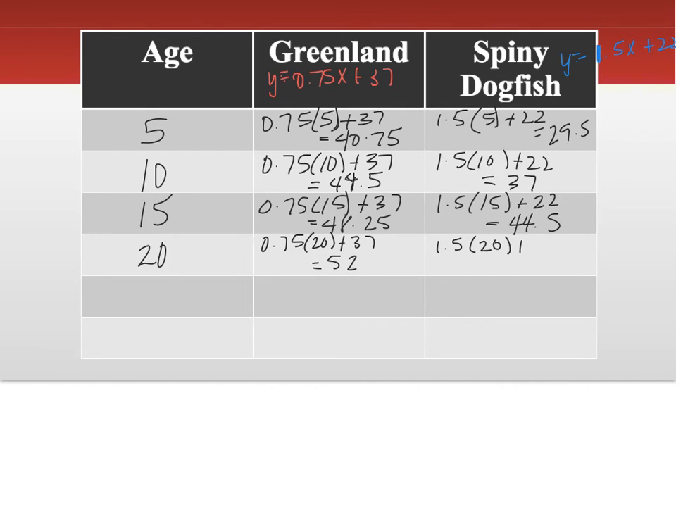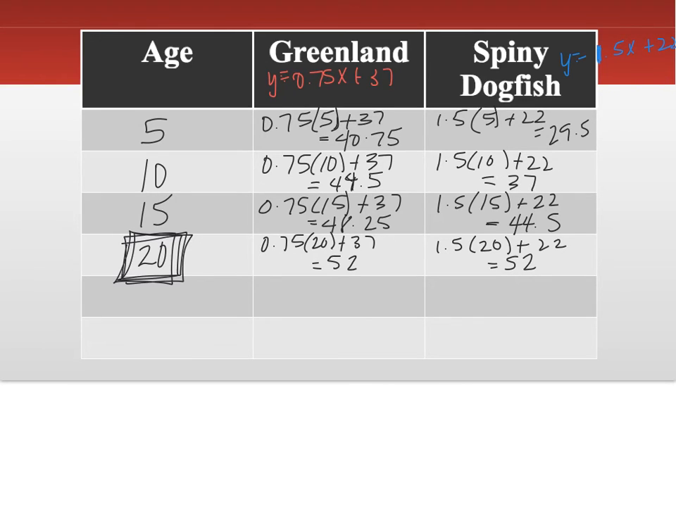Okay, hold on, sorry. 1.5 times 20 is 30, and I'm not supposed to add plus 37. It's supposed to be plus 22. Almost made a mistake. So plus 22 would then be the 52 that we need. So to answer the question, the age at which the two sharks will be the same length is when they are 20 years old.